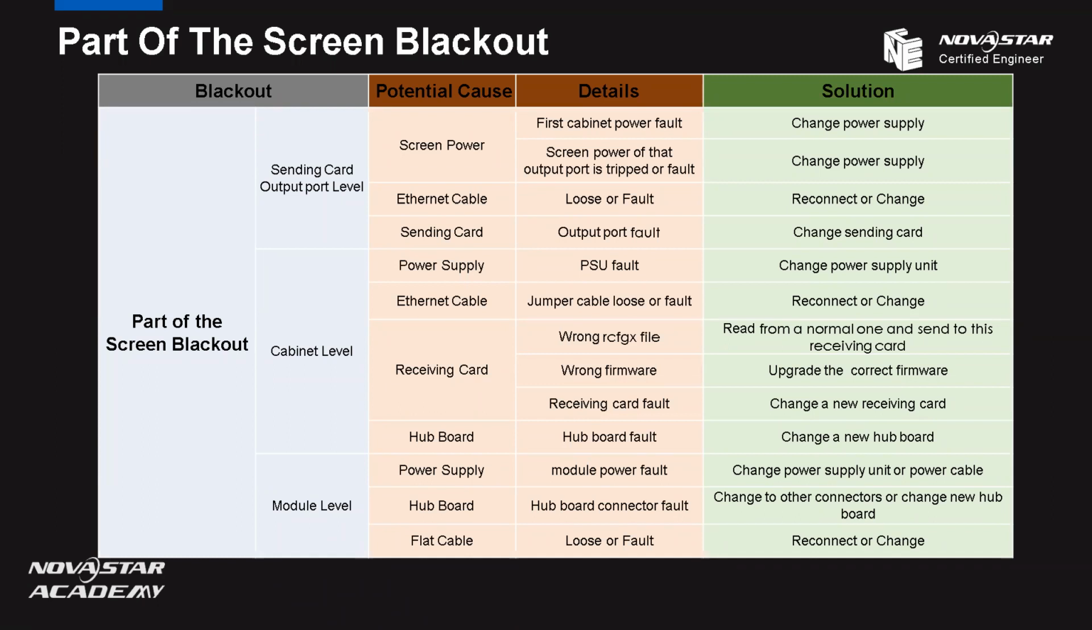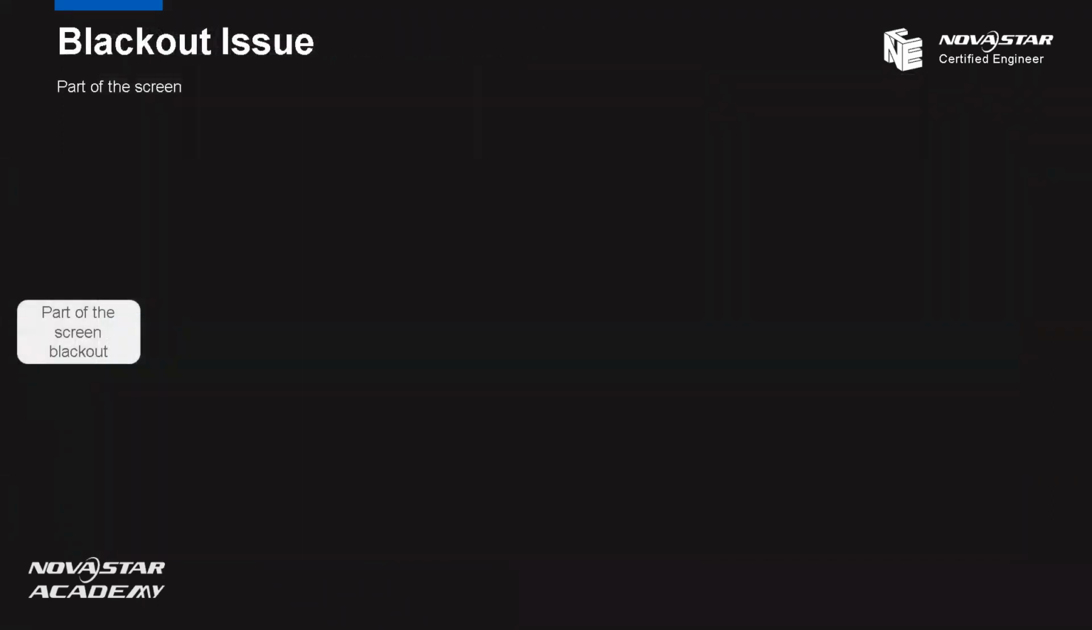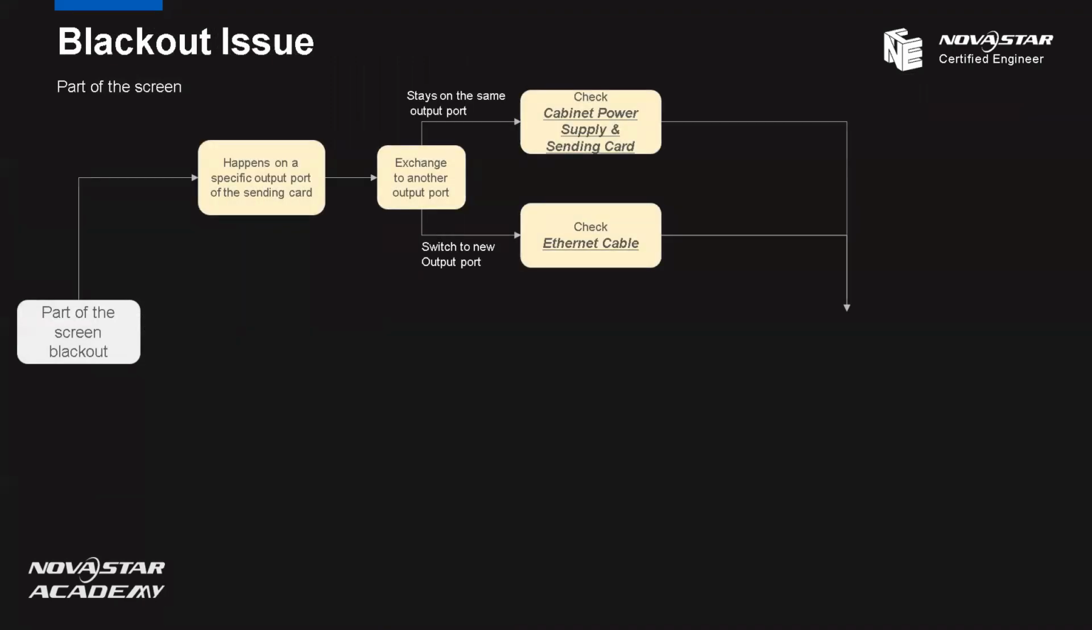But what is the process for part of a screen blackout? We also worked out a recommended process here. For a part-of-screen blackout, we need to confirm whether it happens on the output port level, cabinet level, or module level. If it happens on a specific output port of the sending card, you can try to change to another output port. If the problem stays on the same output port, we can locate the issue to the cabinet power supply or sending card. If the issue switches to the new output port, we can locate the issue to the Ethernet cable connection. Just check the Ethernet cable connection or switch to a new Ethernet cable to fix the problem.